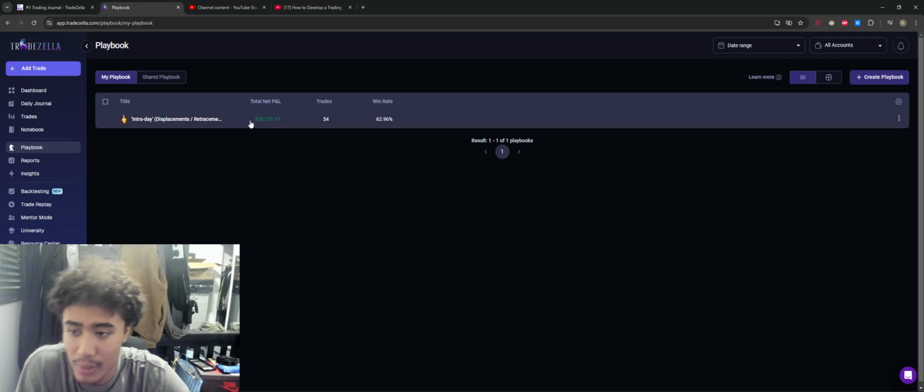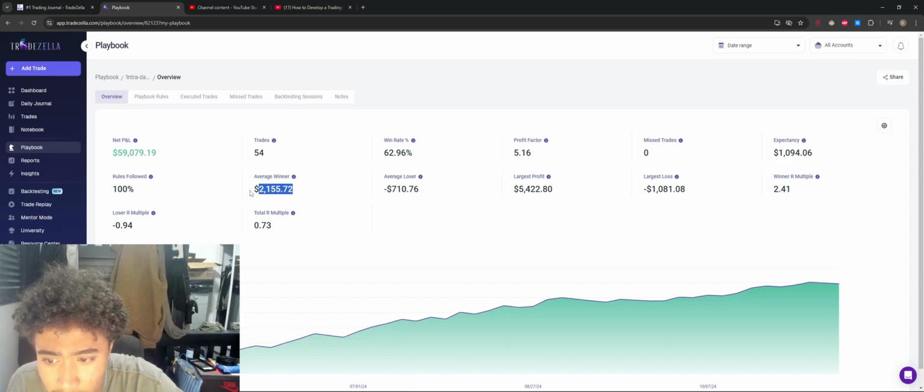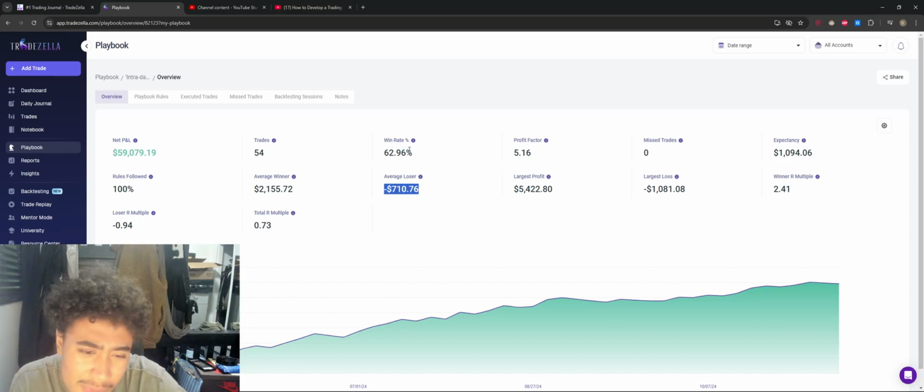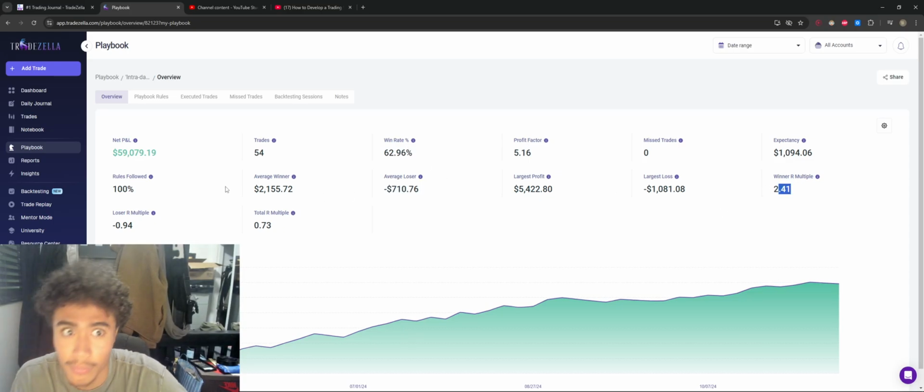Going into our playbook. Totally revamped it. Let's get into it. Like I said, all this is subjective, but let's pinpoint the average winner and the average loser. This is around a 2.5, 2.6 R. Oh, well, it says it right there.